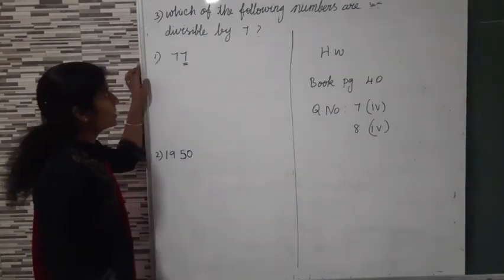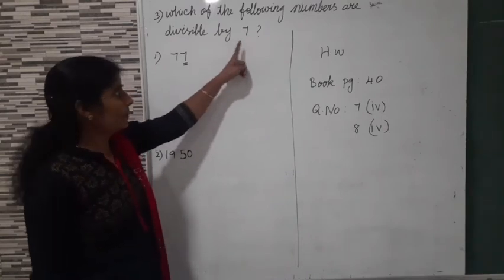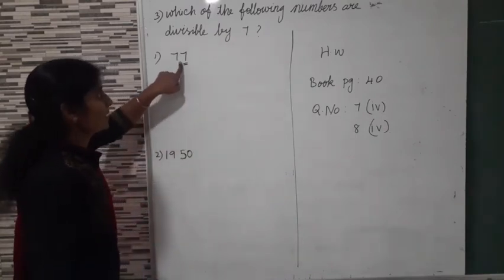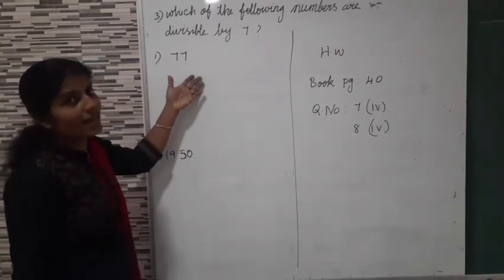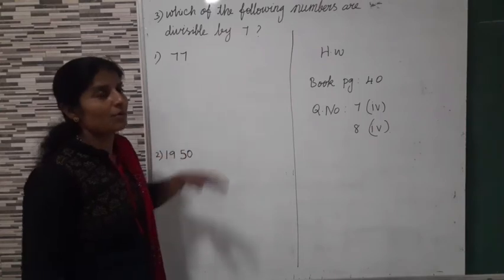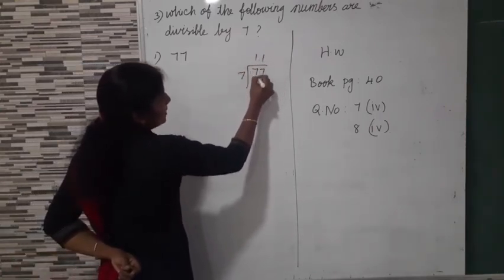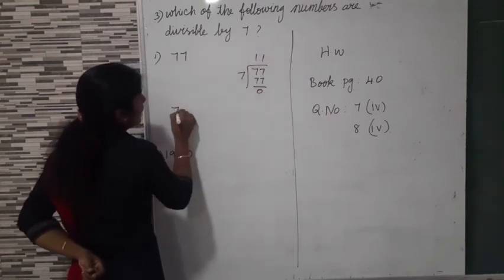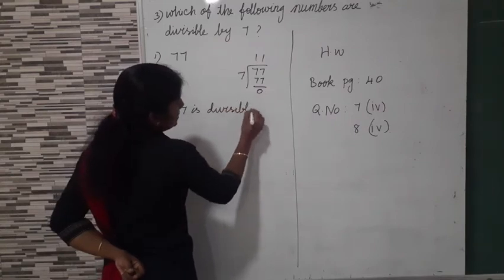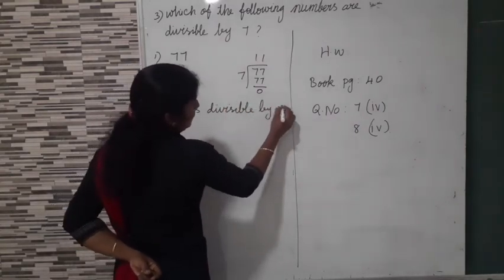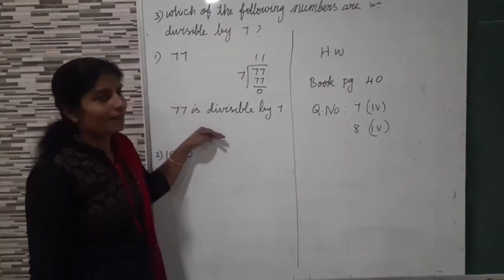Okay. Next question. Which of the following numbers are divisible by 7? Now here 77. This 77 is a decimal number, isn't it? 11 sevens are 77, so 77 is divisible by 7. Otherwise we can divide by 7: 11 sevens are 77, remainder 0. So we can write 77 is divisible by 7. Okay, a 2-digit number we can identify very easily, isn't it?